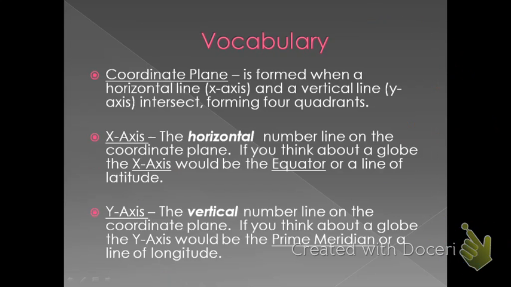So here's your vocabulary. Coordinate plane is formed when the horizontal line, or x-axis, and a vertical line, y-axis, intersect, forming four quadrants. The x-axis is the horizontal number line on the coordinate plane. If you think about a globe, the x-axis would be like the equator, or the line of latitude. The y-axis is the vertical number line on the coordinate plane. If you think about a globe, the y-axis would be the prime meridian, or the line of longitude.